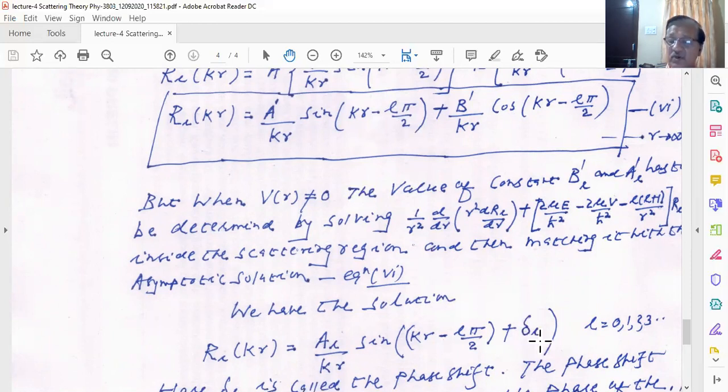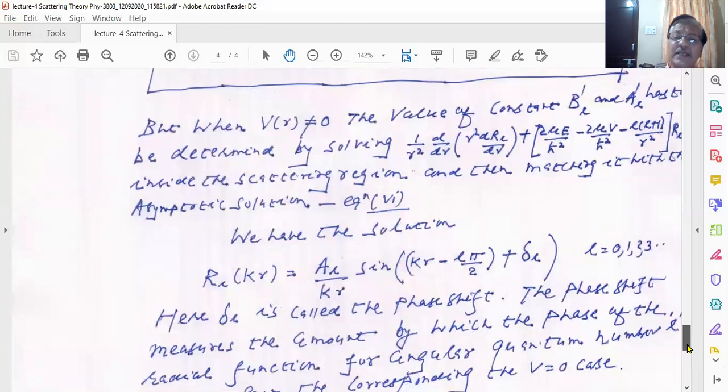Yeah, this we want to understand. You see that when a particle is encountering, or experiencing, a potential because of the target particle, the radial part of the Schrodinger wave equation consists of a phase shift term. So here let us understand what this delta L indicates.